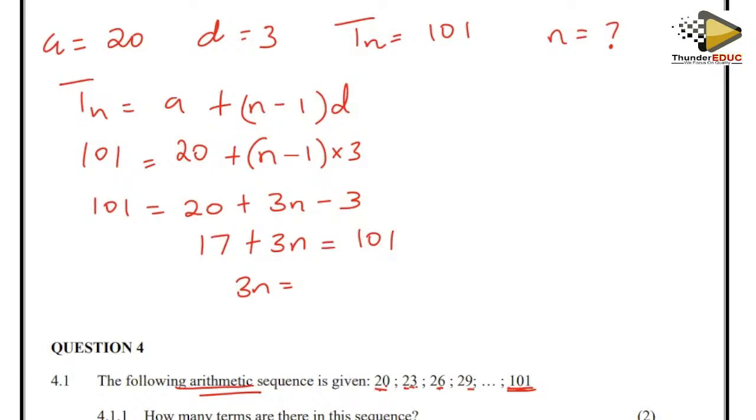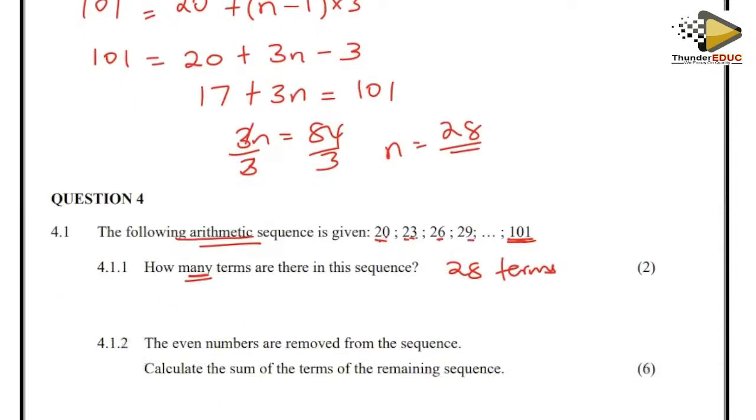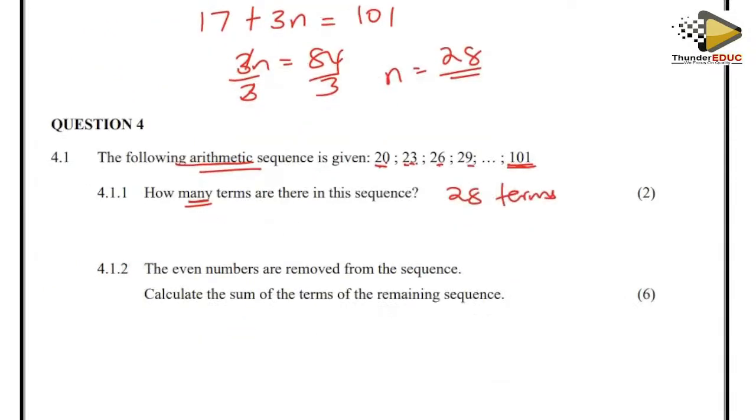Okay, so if we take what we've been told, that it's 84, then we have to divide both sides by 3. 84 divided by 3, we're having 28. So in other words, we have 28 terms within this sequence. Okay. And then they're telling us that the even numbers are removed from the sequence. Calculate the sum of the terms of the remaining sequence.